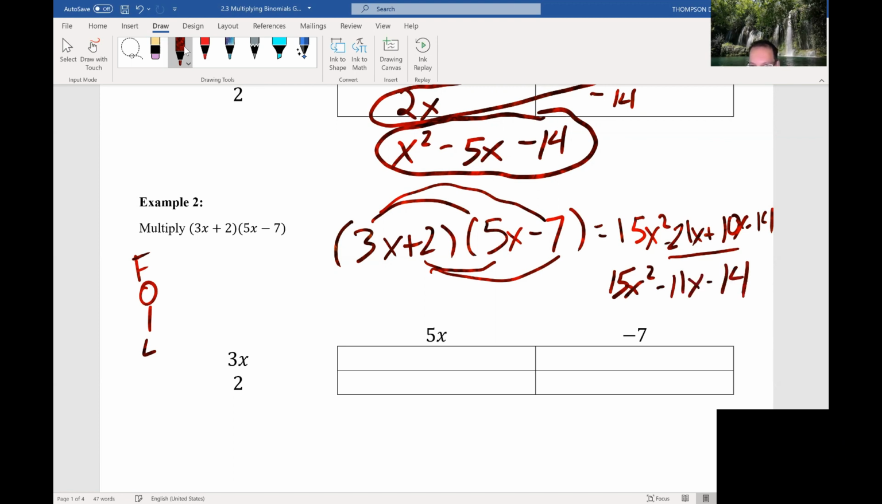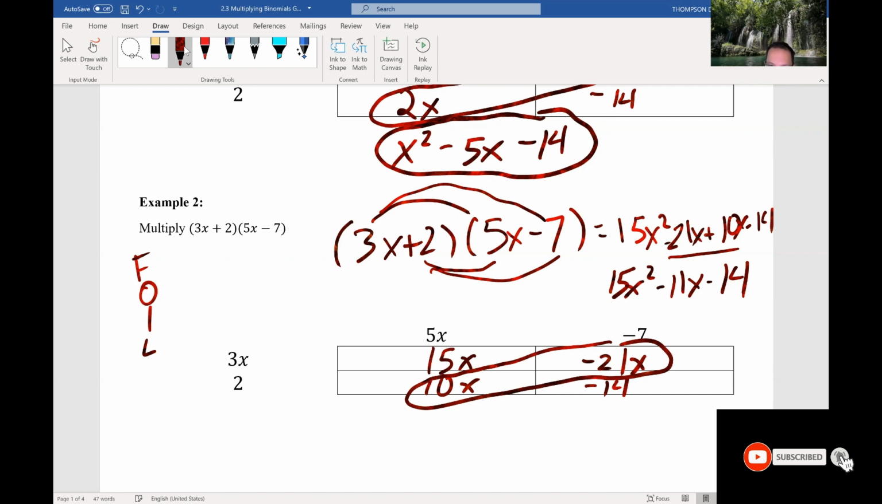We should get the same thing when we multiply using our tabular method. 3x times 5x is 15x squared. 3x times negative 7 is negative 21x. 2 times 5x is 10x. And 2 times negative 7 is negative 14. Add our diagonal. So we have 15x squared minus 11x minus 14, because negative 21 plus 10 is negative 11. And we are done. Same answer.